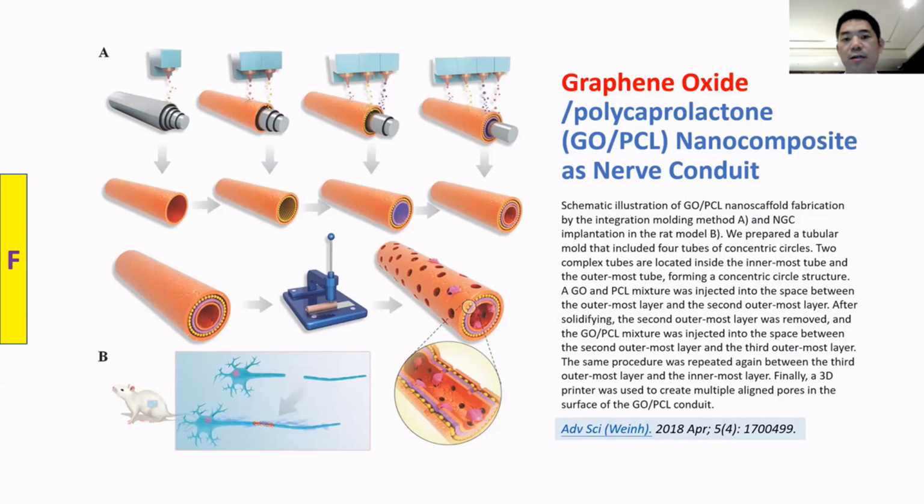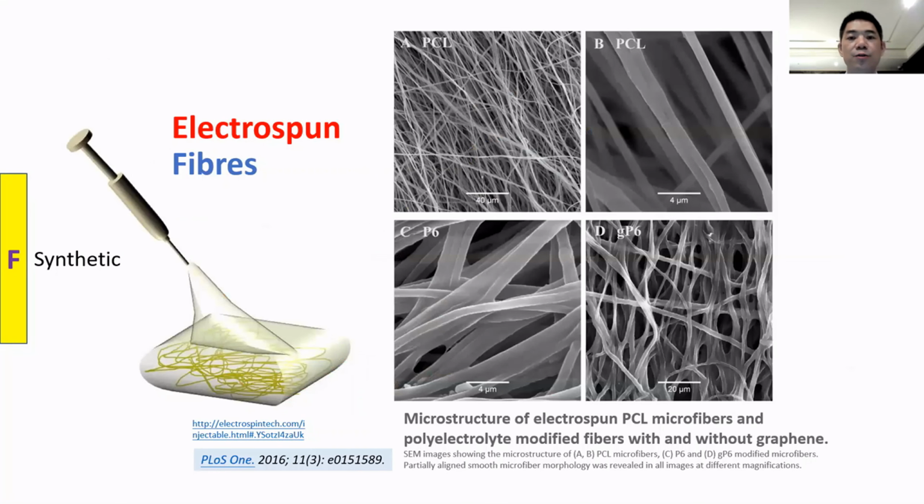And in this study, it shows that a nerve conduit-like scaffold with synthetic material with porous structures is very suitable for nerve regeneration purposes. And during the process of making these scaffolds, we can use the electrospinning technique to make specialized fibers.